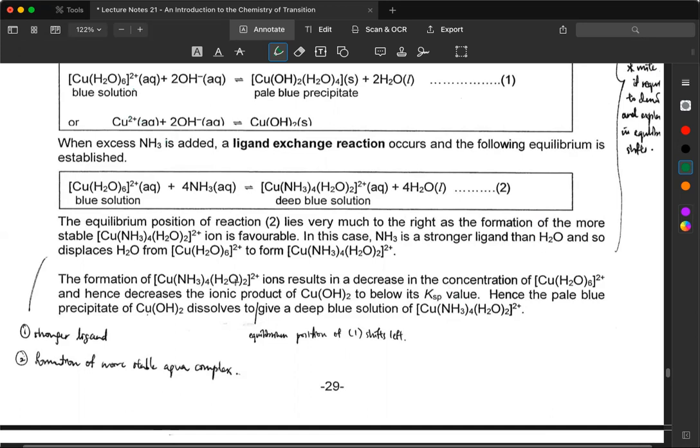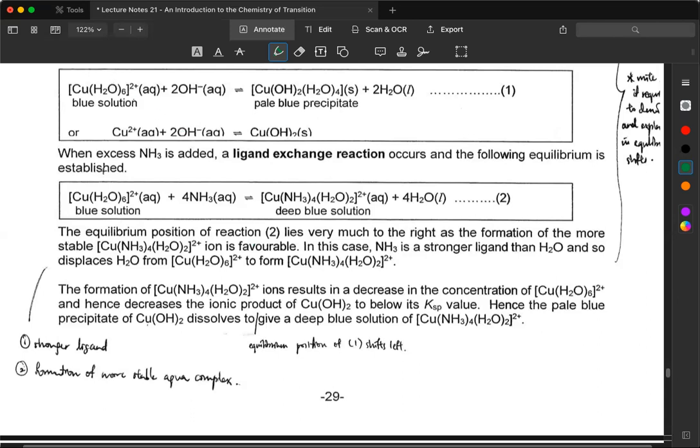And the ionic product will become lower than Ksp. So the blue precipitate, because this decreases, equilibrium will shift to the left. Or you can say when this decreases, equilibrium will shift to the left. So the precipitate dissolves, and it forms this.